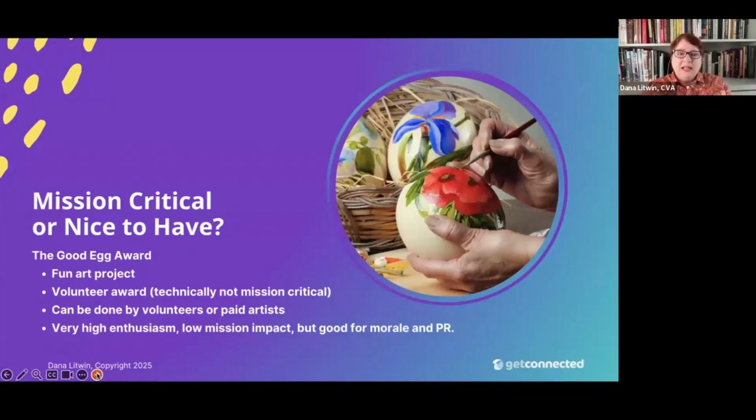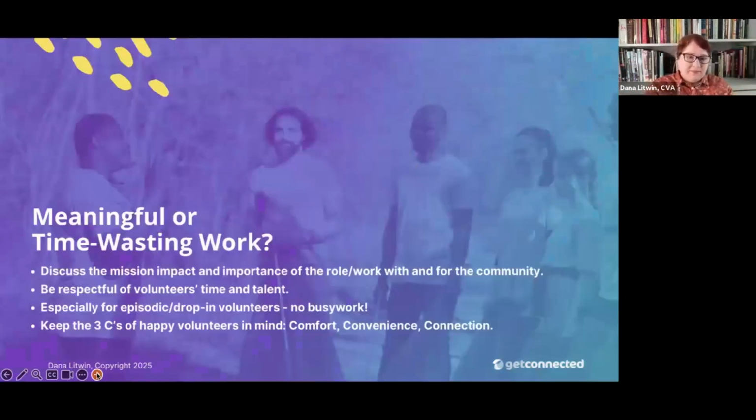So that's something that, it's not mission critical. It is nice to have, but it's so nice to have, and it's so beloved by the volunteer community that we're going to keep doing that. And it's not a huge drain on resources. It took maybe a couple hours a year for me to wrangle who wanted to be the artists, and then they turn in their projects and they're beautiful, and that's how we do that.